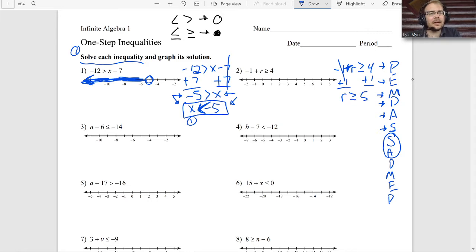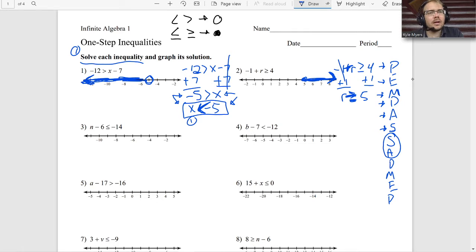Oh, look at that. We got 5 again. And look, watch this. Right arrow. See, it makes an arrow. Arrow pointing to the right. So 5, and this has the or equal to bar. So I put a closed circle, and then I go to the right.